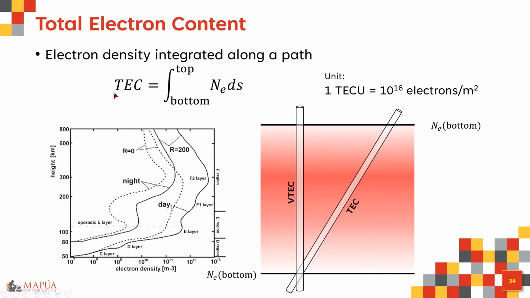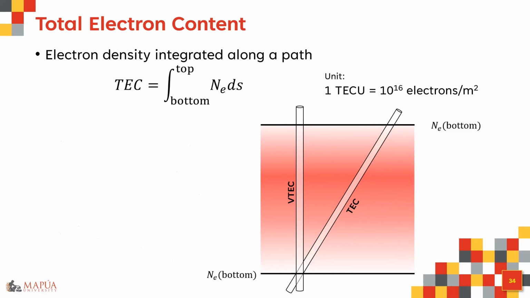Total electron content is usually measured in total electron content units, or TECU, or tech units, which is equal to 10 to the 16 electrons per square meter. So that's your total electron content.